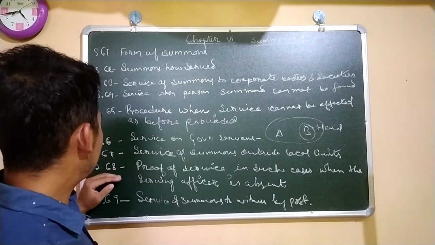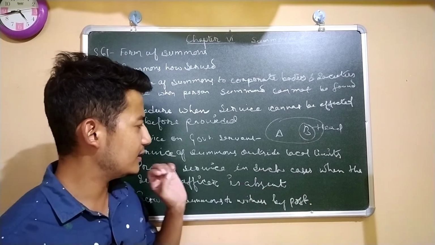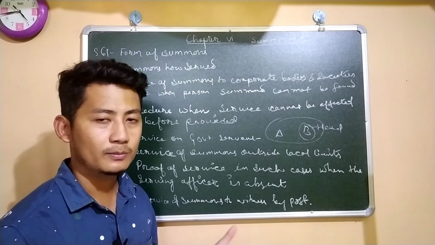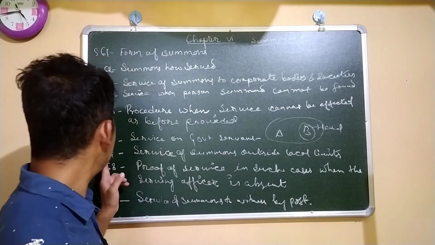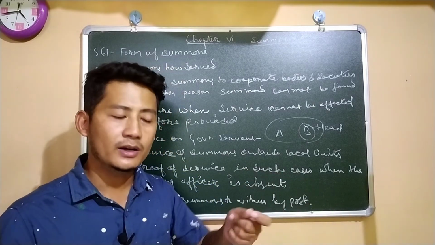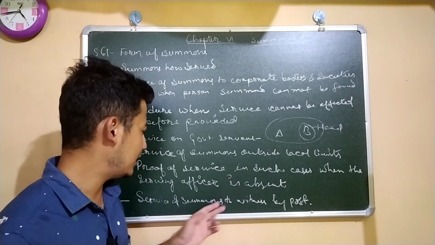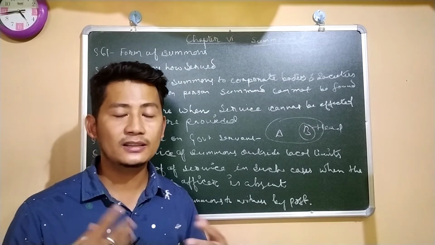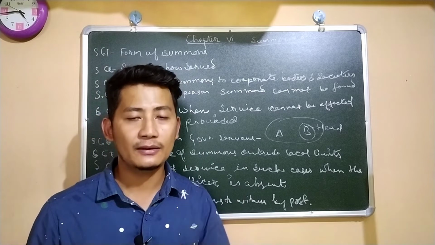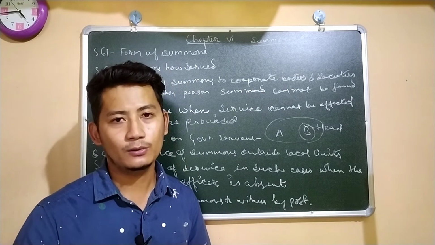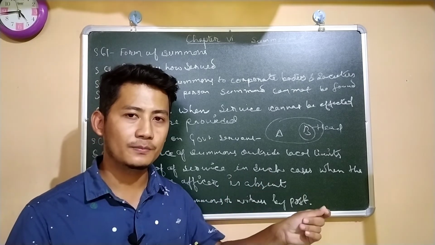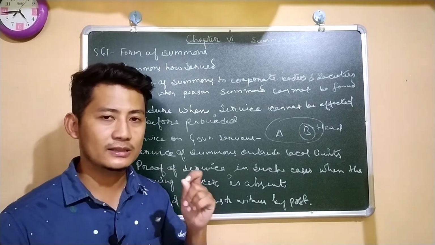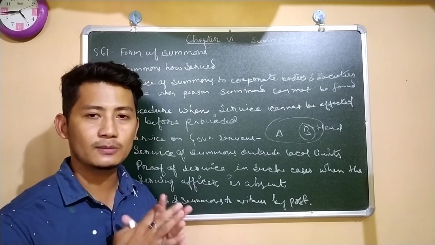Then comes section 68, proof of service in such cases when the serving officer is absent. It is very simple. Suppose under section 67 the summon is issued and the person appears, but when the person appears before the court, the serving officer, or the judge or the magistrate of the court, is not present. In that case, what will happen? The person has to furnish an affidavit that the summon has been duly served to him, and with that affidavit a copy of the summon has to be enclosed and given to the court, whoever is presiding at that point of time. This is section 68, and after the court receives that affidavit and the copy of the summon, the court will consider that the summon has been served to that person.